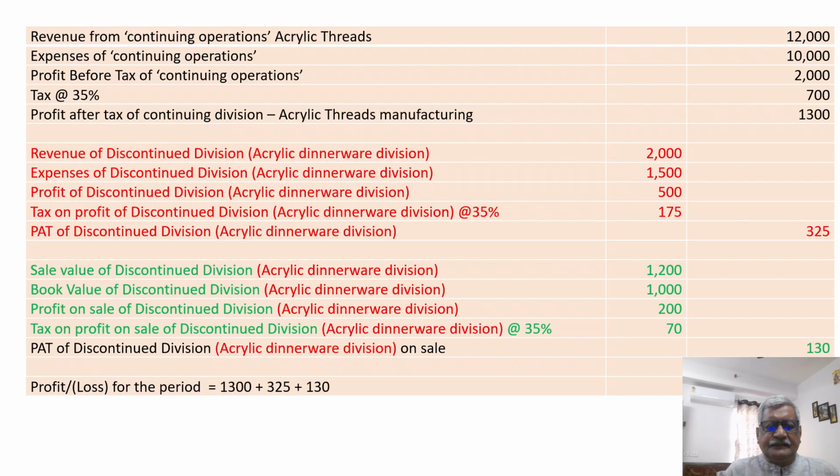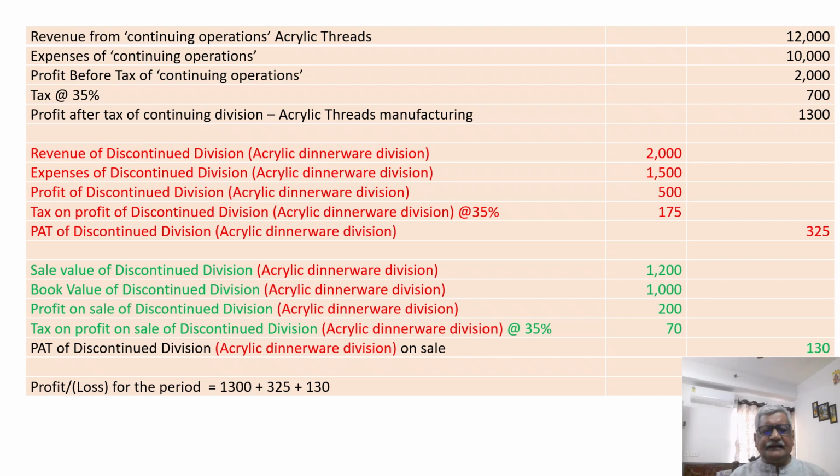When we present it, say revenue from continuing operation, acrylic threads, is 12,000, expenses of continuing operation is 10,000, profit before tax of continuing operation is 2,000, tax at the rate of 35% is 700, profit after tax of the continuing division, that is acrylic threads manufacturing, is 1,300.